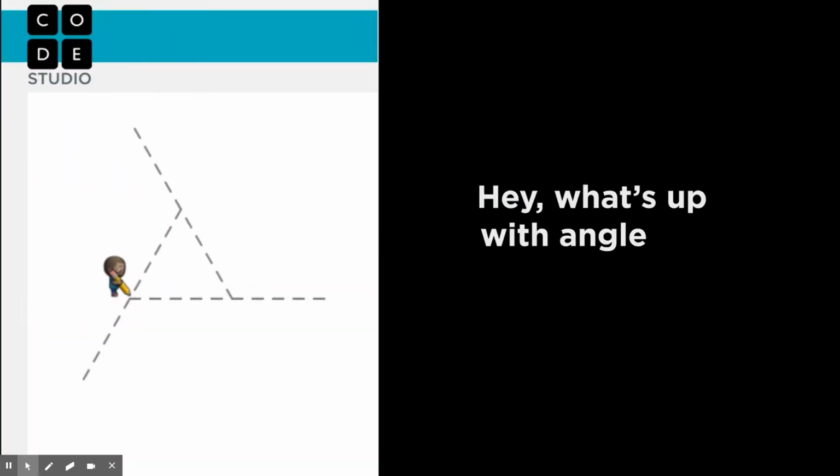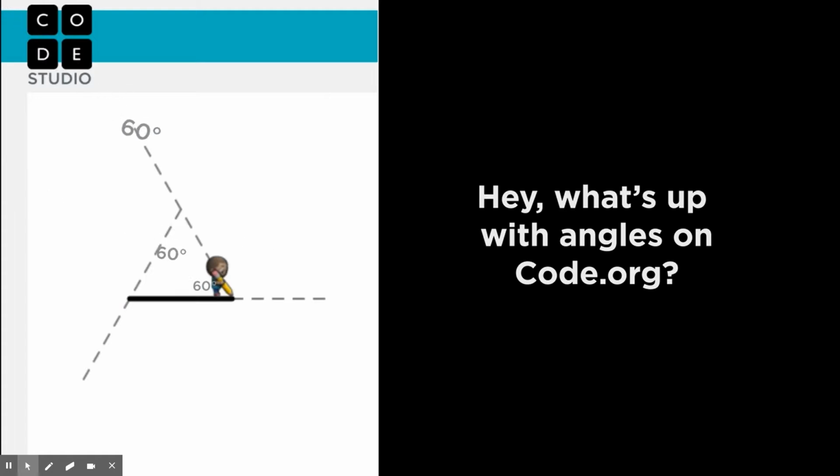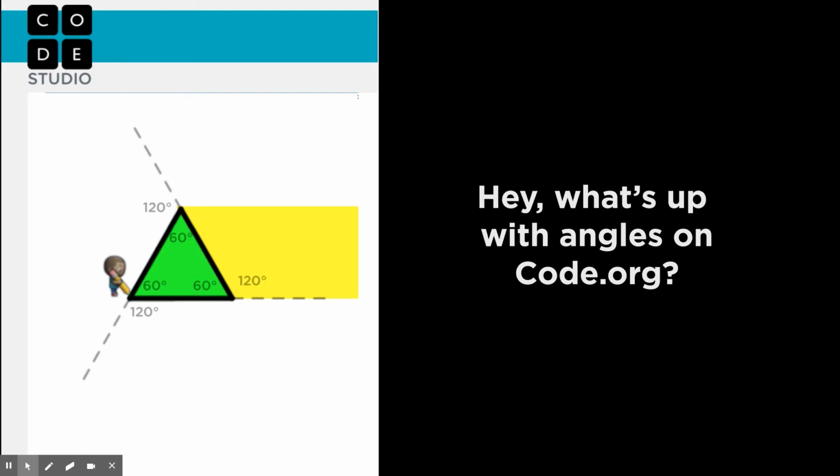Hey, what's up with angles on code.org? In school, I learned that you can make an equilateral triangle with just three 60-degree angles. But on code.org, I need to make turns of 120 degrees. Why is that? When you measure angles in school, you're usually measuring along the inside of the shape. In code.org, the artist turns along the outside of the shape.